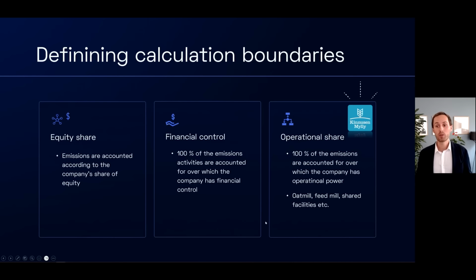Or a company can look at the operational share. So look at what are the activities that are part of the company's operations. Kinnusen Mylly has an oat mill, a feed mill, and a shared facility, and we look at all of the activities that result from these various mills and shared activities, and then build the greenhouse gas inventory from these activities.